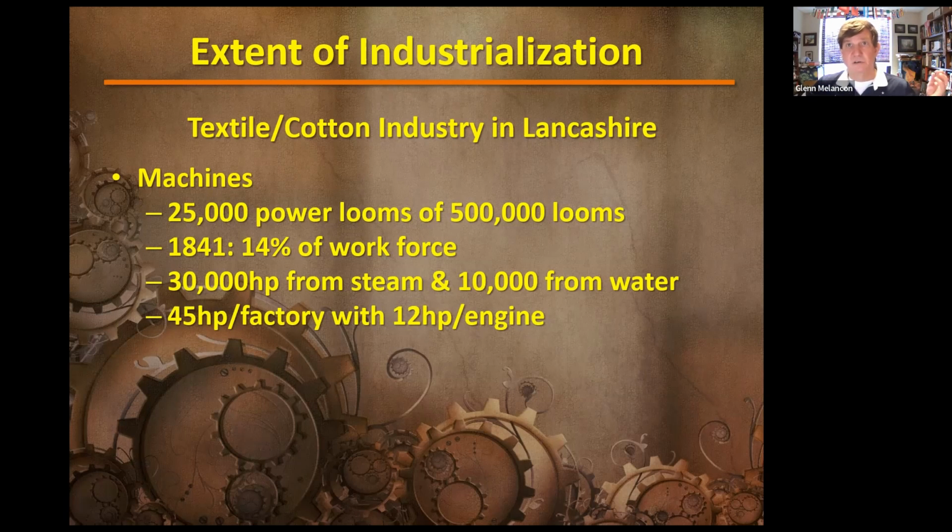The average factory in Lancashire had 45 horsepower with 12 horsepower per engine, which meant that each factory had to have 2 or 3 steam engines, and we've already seen the startup costs for this, so that there was a limitation on the amount of steam power that could drive those power looms. The big change here, though, is productivity. The power looms with the steam engines are increasing the productivity per human.